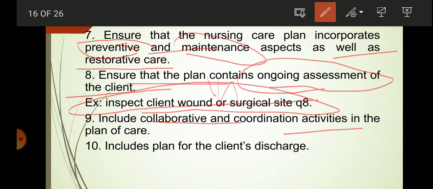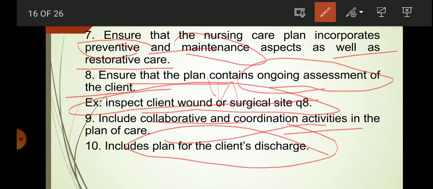You also include collaborative and coordination activities in the plan of care. For example, in your nursing care plan, your patient has secretions, phlegm that is trapped. So you give mucolytic medication as ordered by the physician. That is your collaborative intervention. It also includes plans for the client's discharge. So you state during your implementation that proper discharge activities are being taught to your clients. You just have to make sure that all of this is covered.